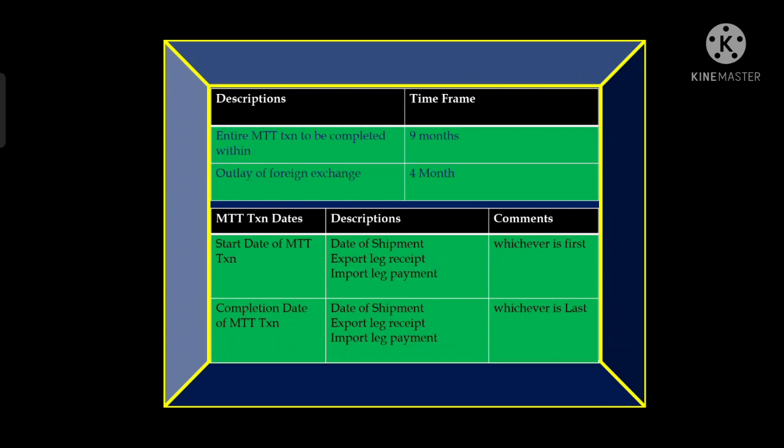If one leg is completed, then the other leg should be completed within 4 months. It should not be completed beyond that 4-month timeline, right? Else it would breach the MTT guideline.